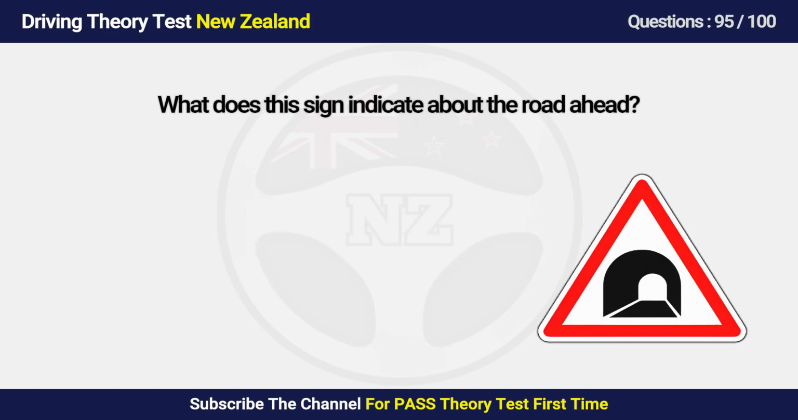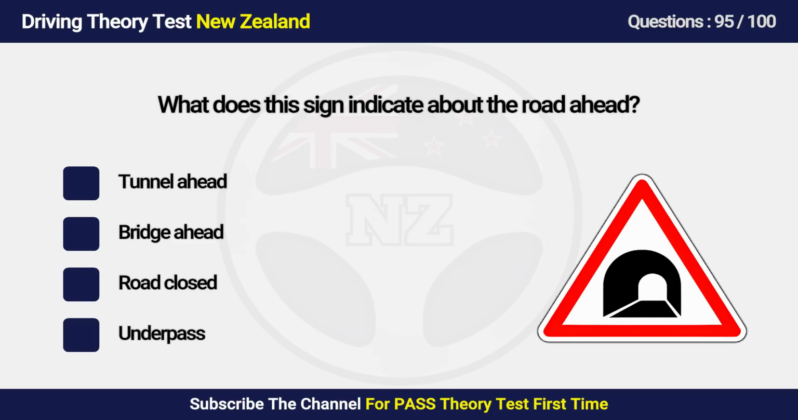Question 95. What does this sign indicate about the road ahead? A. Tunnel ahead. B. Bridge ahead. C. Road closed. D. Underpass.